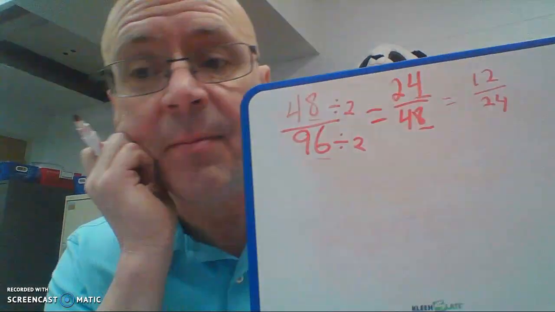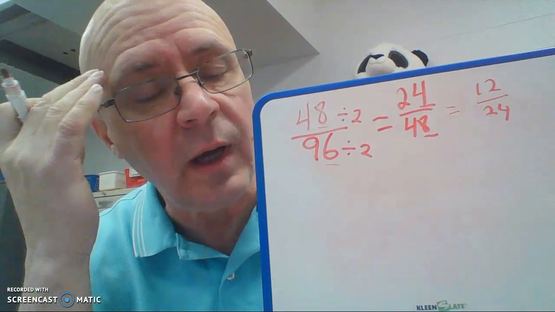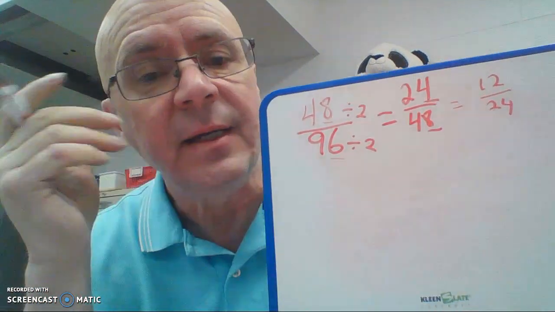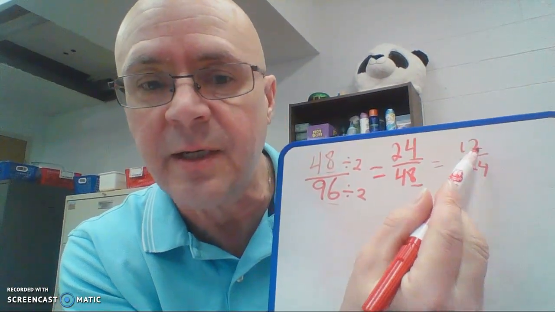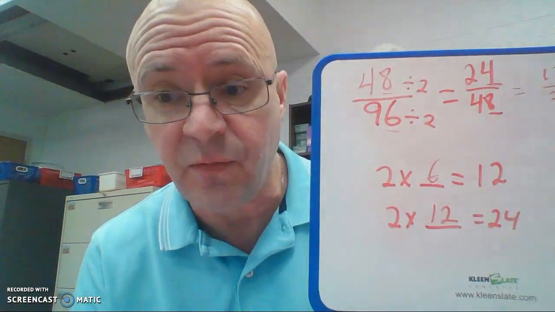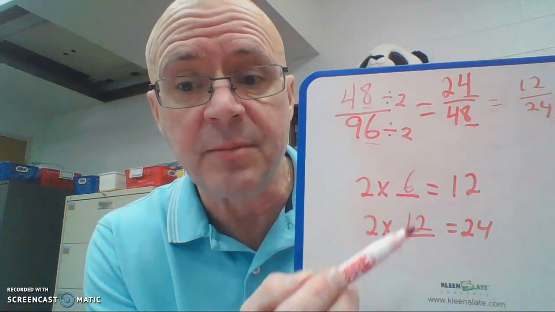I know this is time consuming. Now I have to ask myself, am I finished here? Well, is it divisible by 2? Yes, it is, because both of these numbers are even. I've got a 2 in my ones place here and a 4 here. So I ask myself, 2 times what equals 12, or 2 times what equals 24? Well, I know that 2 times 6 equals 12, and 2 times 12 is 24. So my new fraction becomes 6 over 12.